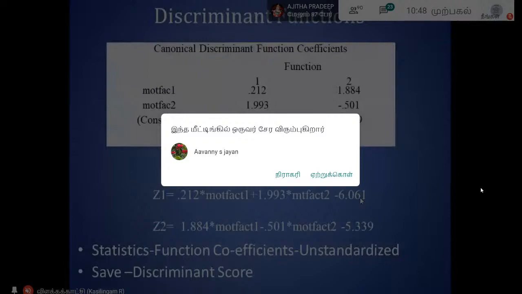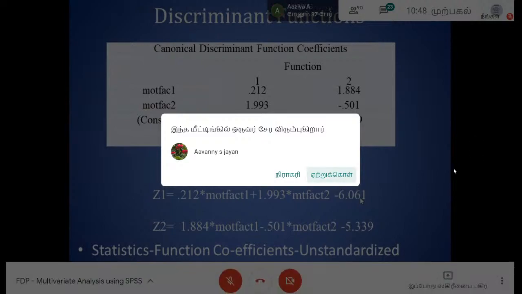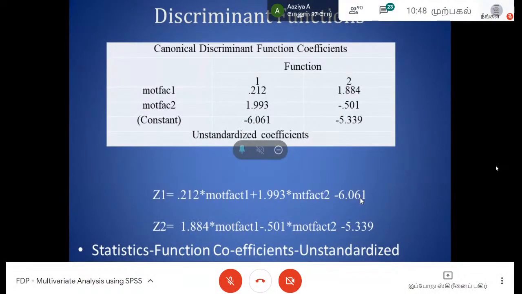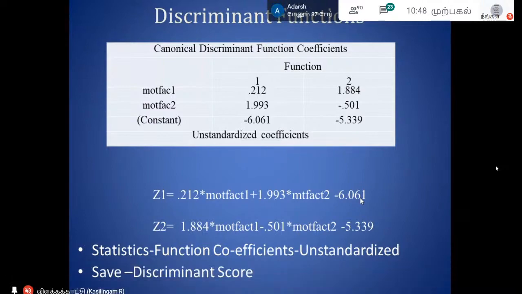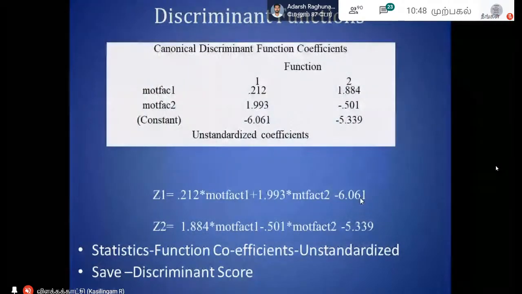How did I get them? I went to Statistics, Function Coefficients, Unstandardized. That is what I clicked, and that is why I got it. Now I will save this. Now we know how to write the discriminant function. Next I will go to the data set.